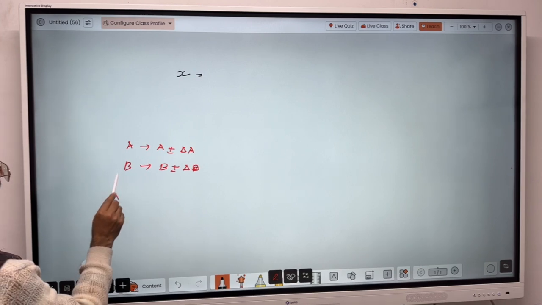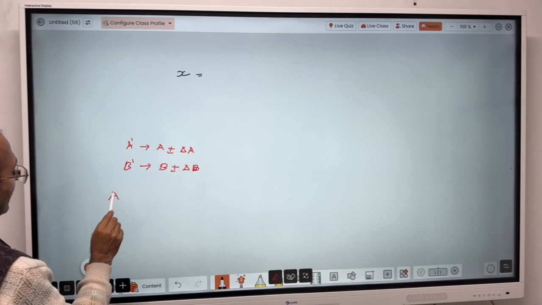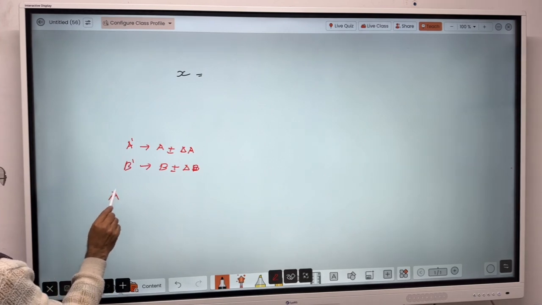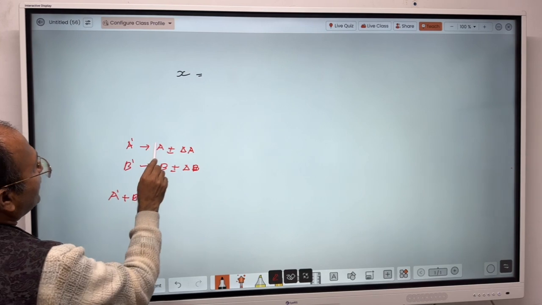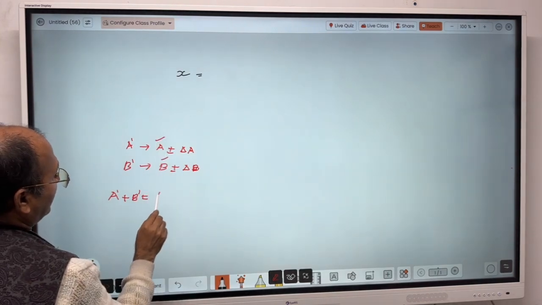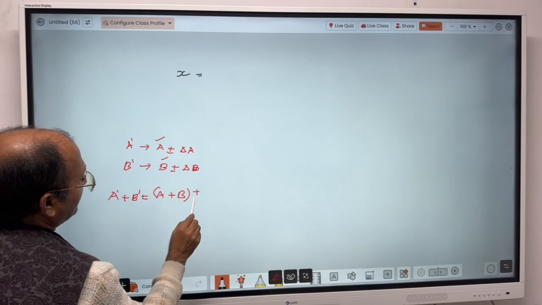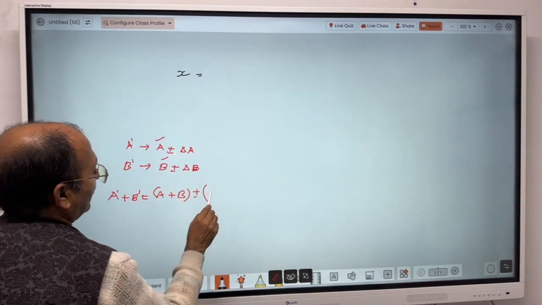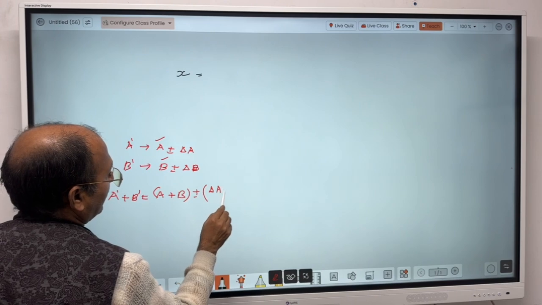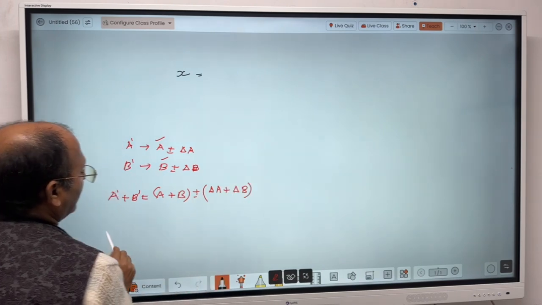Suppose we write here A dash, B dash, so that you may not get confused. So A dash plus B dash will be, these correct values will be added first. A plus B will be there, and then plus minus these two errors. These are errors. So delta A plus delta B will be added.